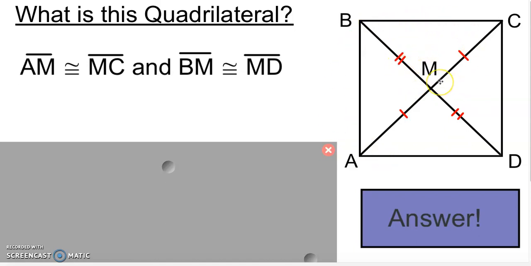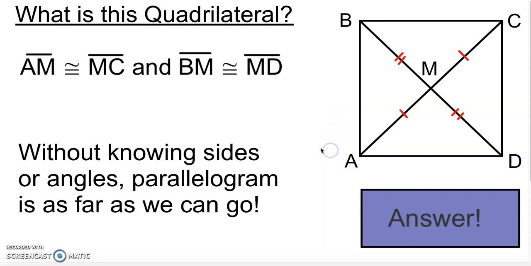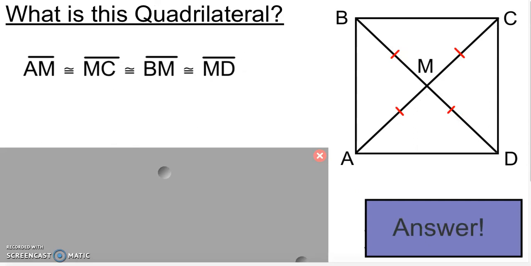Basically, what we have here are diagonals cutting each other in half, and diagonals bisecting each other is one of the characteristics of proving that we have a parallelogram. So the only information we can go on is the diagonals bisecting each other, which means this is just a parallelogram. It might look like something else, but with just the given information, that's all we can conclude about this figure.